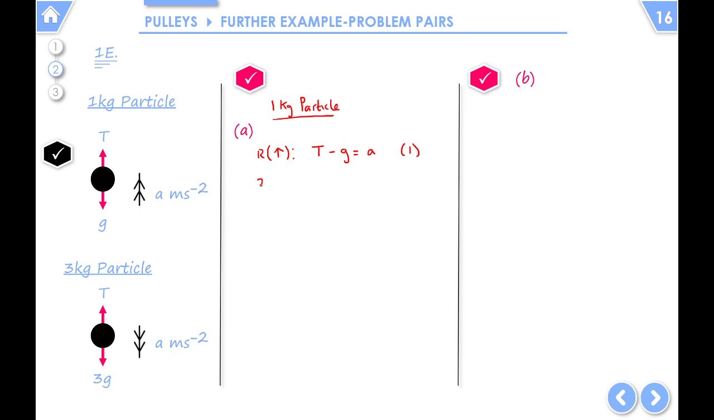Okay, then for the 3 kilogram particle, I'm going to resolve downwards as positive. So in this case, I've got a 3G force going downwards, I've got a tension force going upwards, so that'll be minus T, and that's going to equal mass times acceleration, which is 3A. And I'm going to call that equation 2.